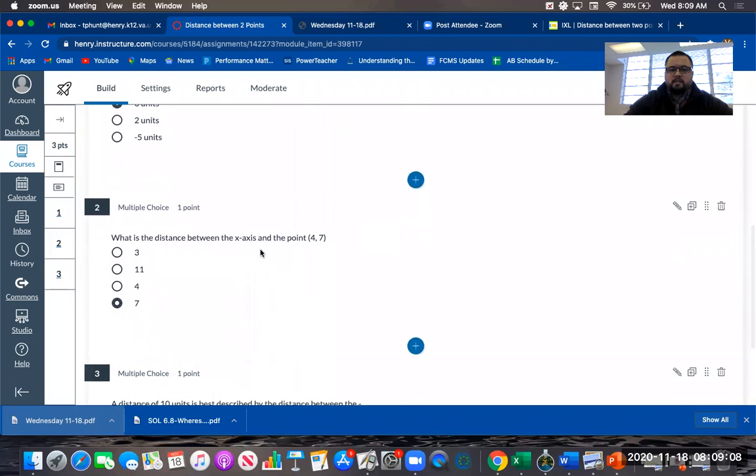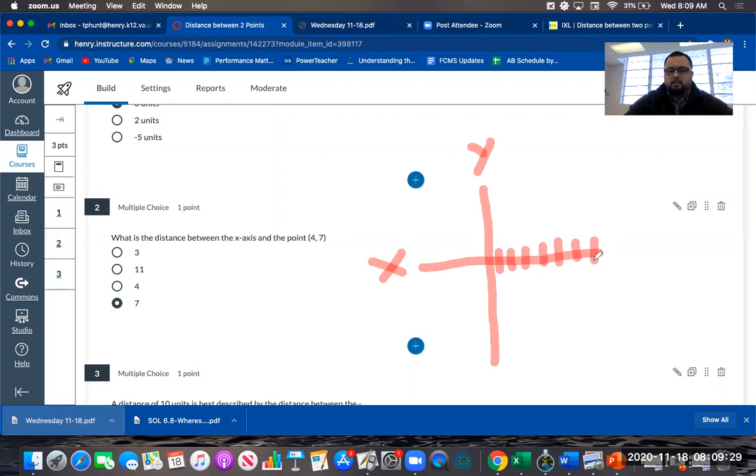So then for the next one here, we have what is the distance between the X-axis and the point 4, 7. So again, for this one, we have my coordinate plane. Of course, we have my X. Then we have my Y. So we're out here, and we go 1, 2, 3, 4, 5, 6, 7. Okay. So go back up to my Y here, and I'm going to go 1, 2, 3, 4.